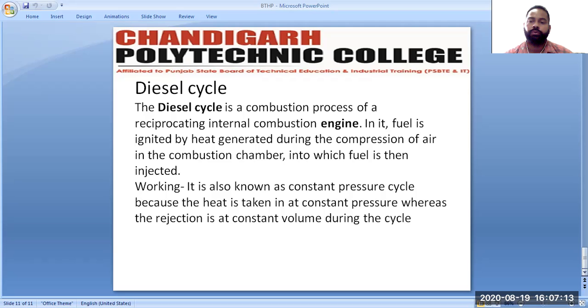It is also known as constant pressure cycle because the heat is taken in at constant pressure, whereas the rejection is at constant volume during the cycle. Otto cycle is a constant volume cycle, but diesel cycle is a constant pressure cycle. So this is my PPT on basics of thermodynamics, hydraulics and pneumatics.